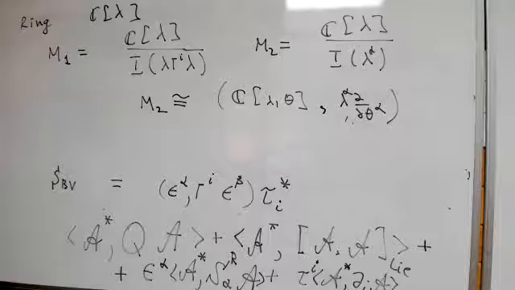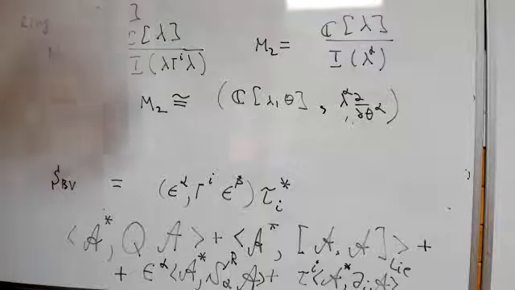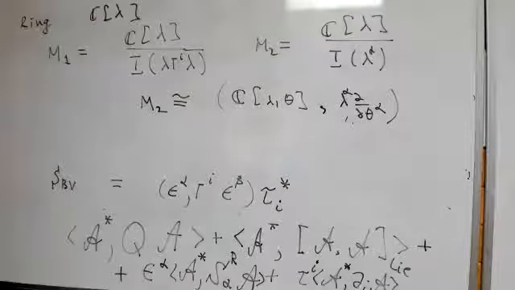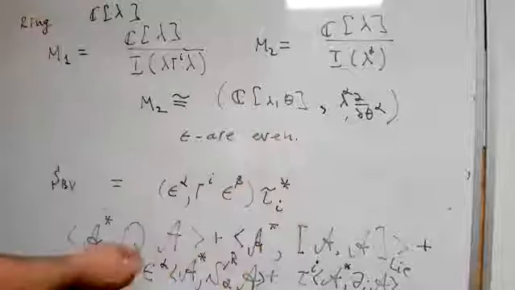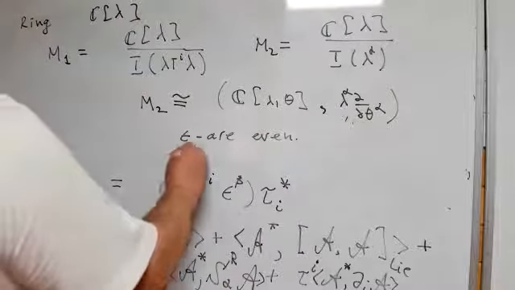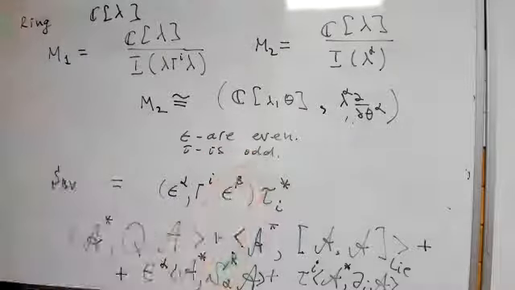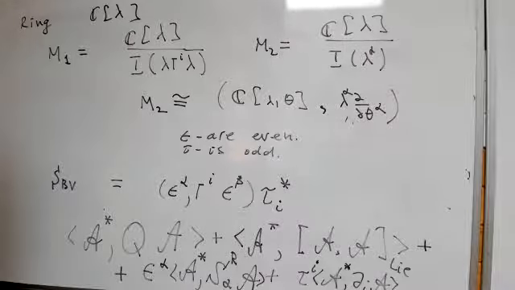So this is the BV action. Now let me remind you that epsilon are even because they are ghosts for supersymmetry, while tau is odd. And this satisfies the master equation.